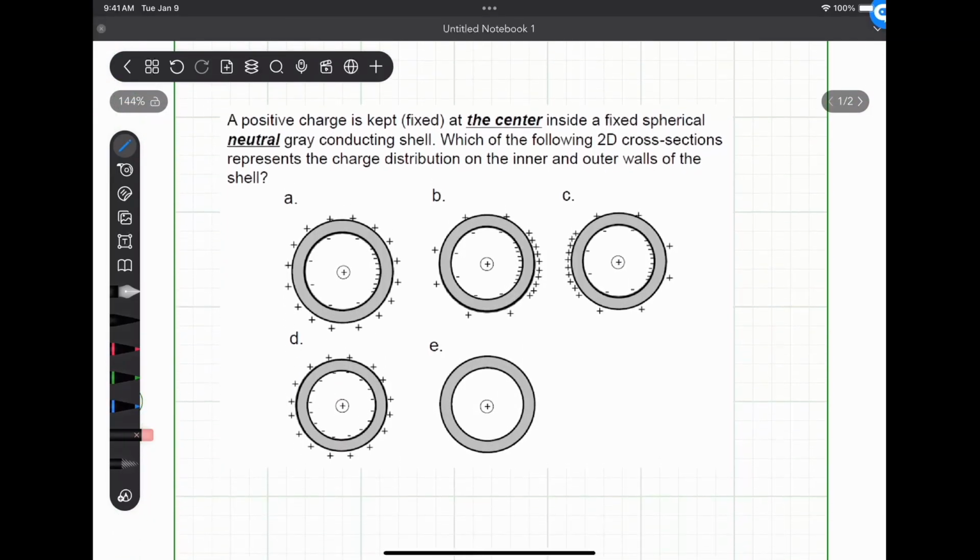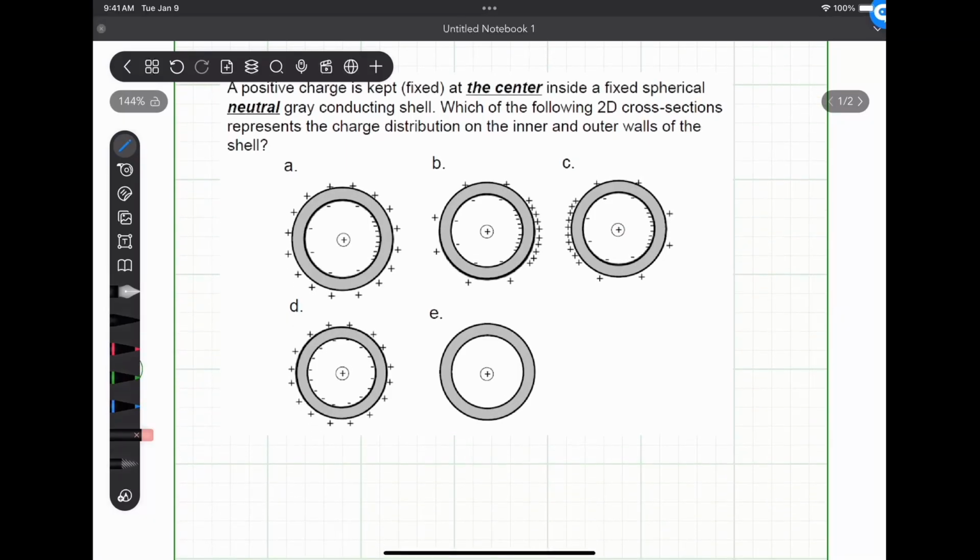So let's start with this question about a positive charge fixed at the center of a spherical neutral gray conducting shell. And we're asked what will be the charge configuration of that neutral shell. Very quickly, we can deduce that the answer must be D here.